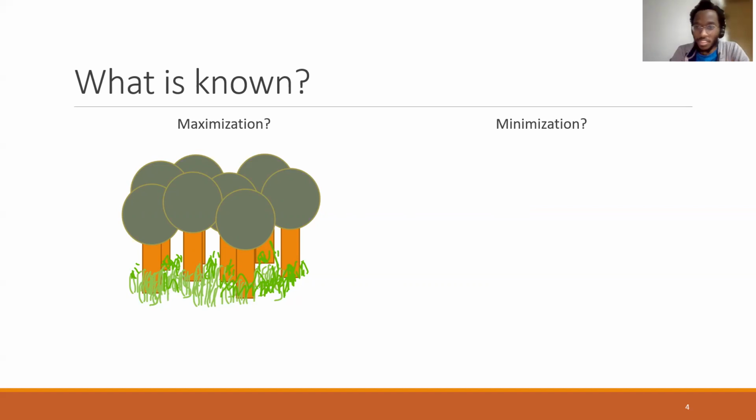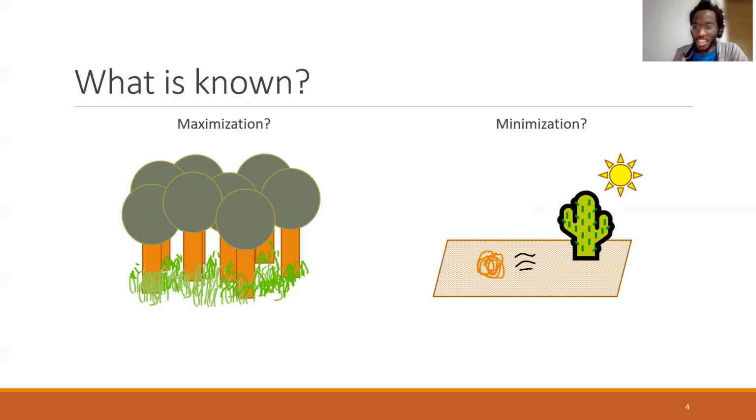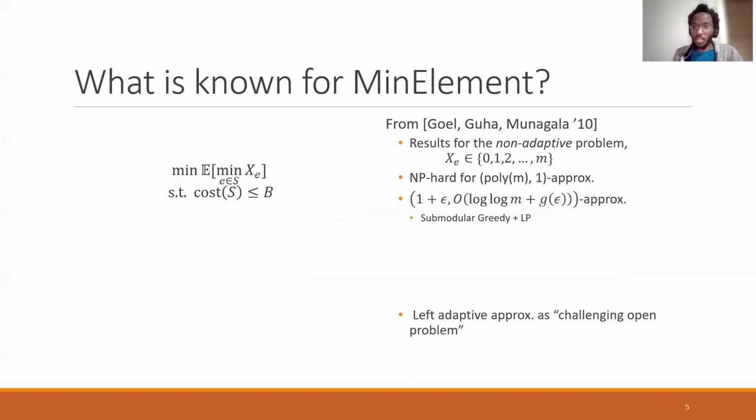So what about minimization? Minimization is more like a desert. There's really not that much known about minimization probing problems, not even for the most basic function that you can think of, just the minimum weight element in your selection set.